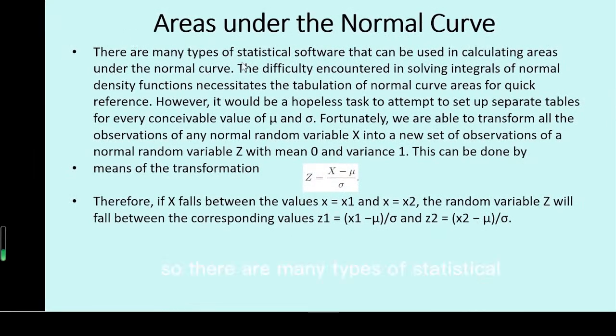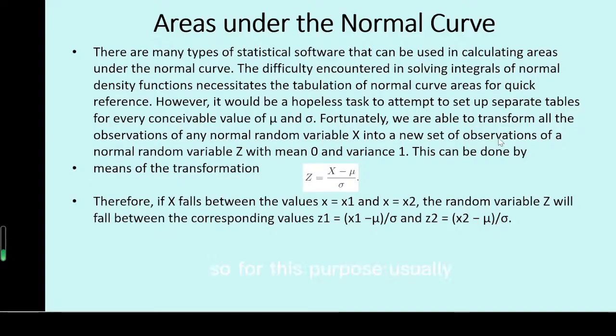There are many types of statistical software that can be used for calculating areas under the normal curve, that is, calculating the probabilities. The difficulty encountered in solving integrals of the normal density function also necessitates the tabulation of normal curve areas for quick reference. So sometimes you can use a normal table to find the probability manually.